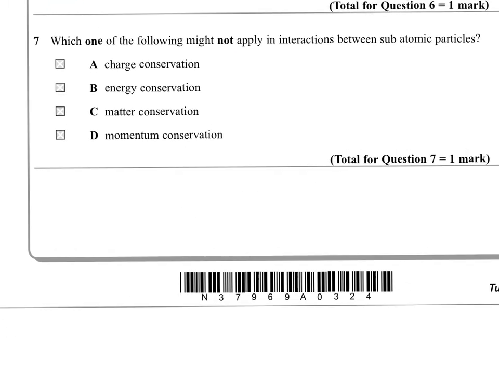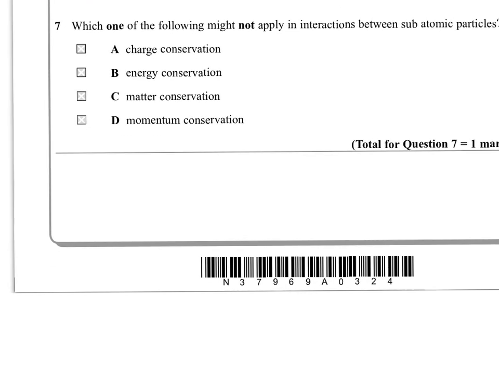Okay, question 7. Which one of the following might not apply in interactions between subatomic particles? Okay, charge conservation. Well, charge is conserved in subatomic interactions. Energy conservation. Energy is conserved too. Matter conservation. That's a possible candidate. And momentum conservation. Well, momentum is always conserved in closed systems. So I think we're talking C there.